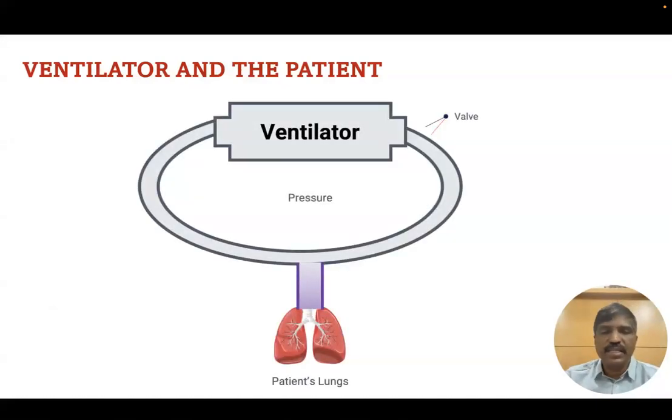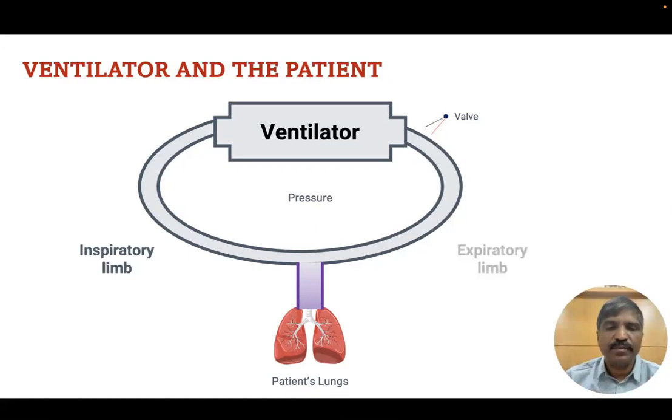So here you can see the ventilator, the inspiratory limb, the patient lung, the expiratory limb, and the expiratory valve assembly. Now let's see how this works here. The gas is flowing in the circuit. There is no obstruction, so there is no pressure built up in the circuit.